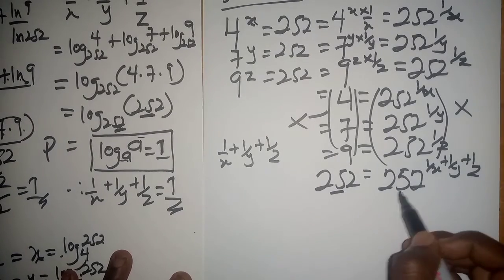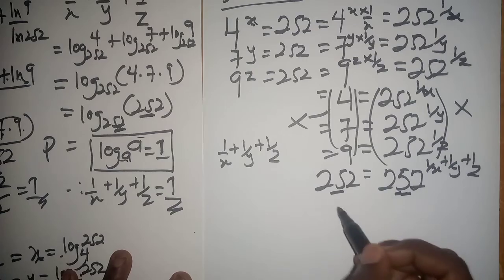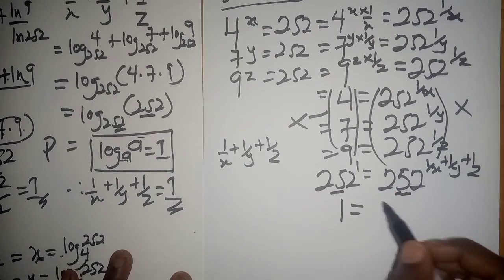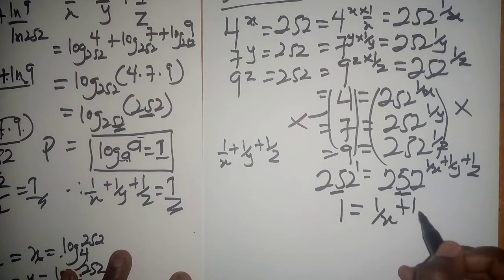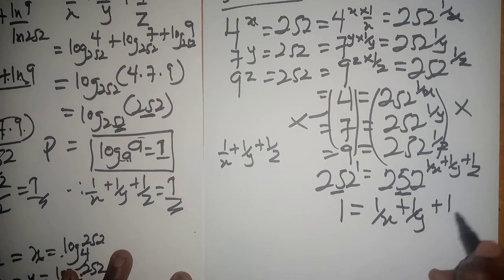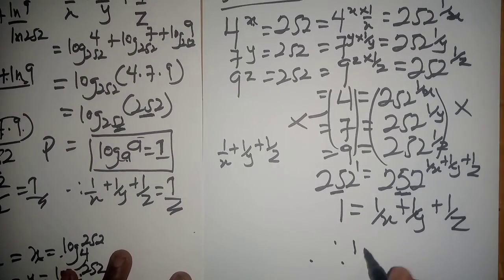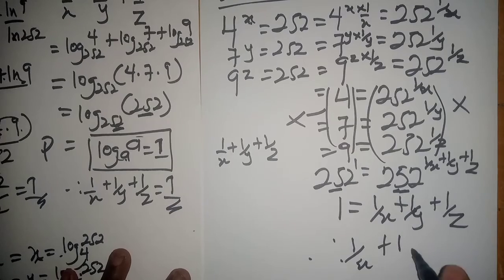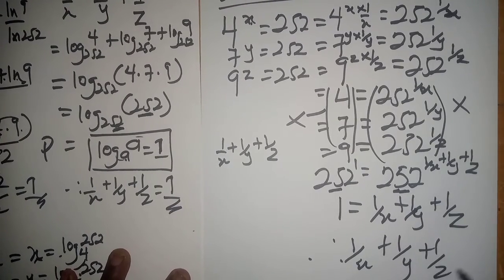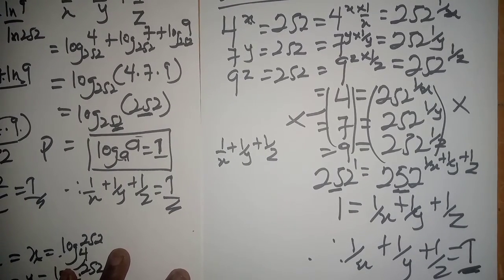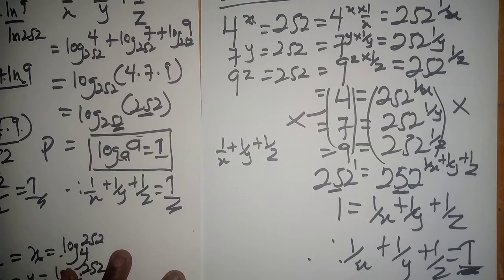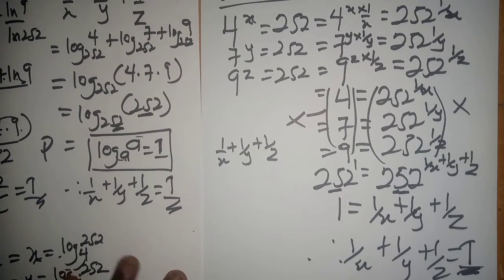And then remember, since the bases are the same, we just have to equate the exponents. So we have 1 here equals 1 over x plus 1 over y plus 1 over z. Therefore 1 over x plus 1 over y plus 1 over z equals 1 in this case, right? So you realize that in all three methods we had the same answer throughout.